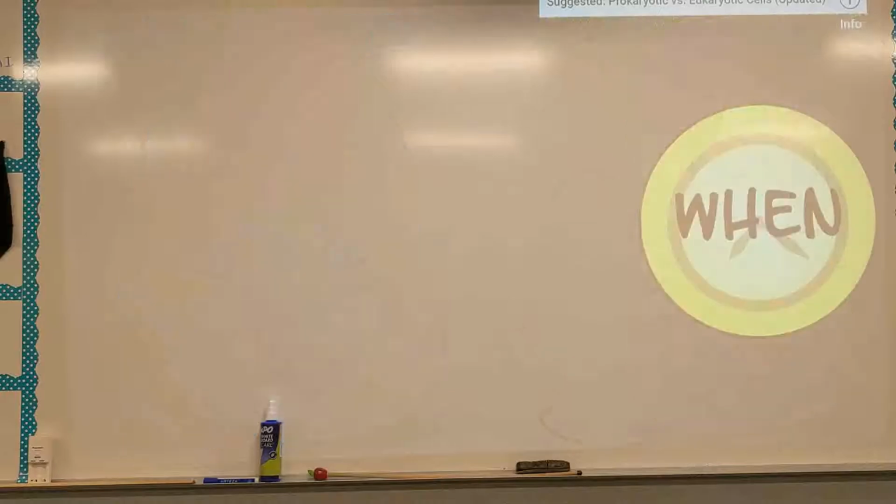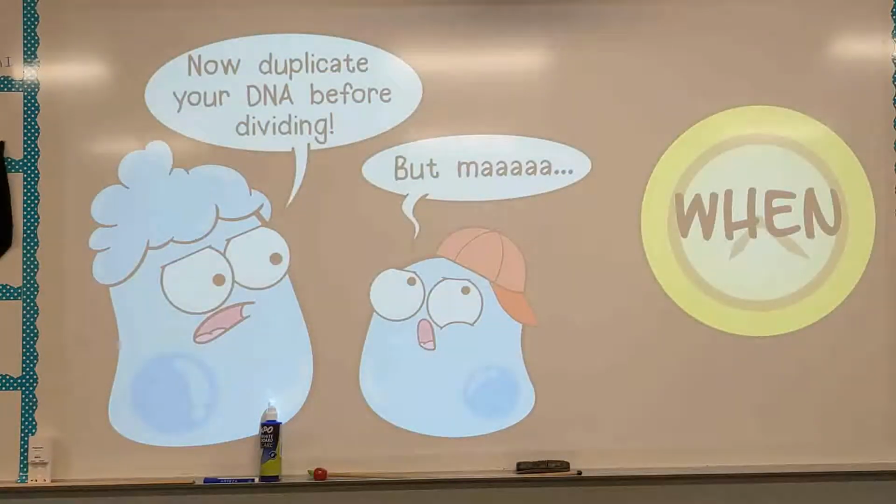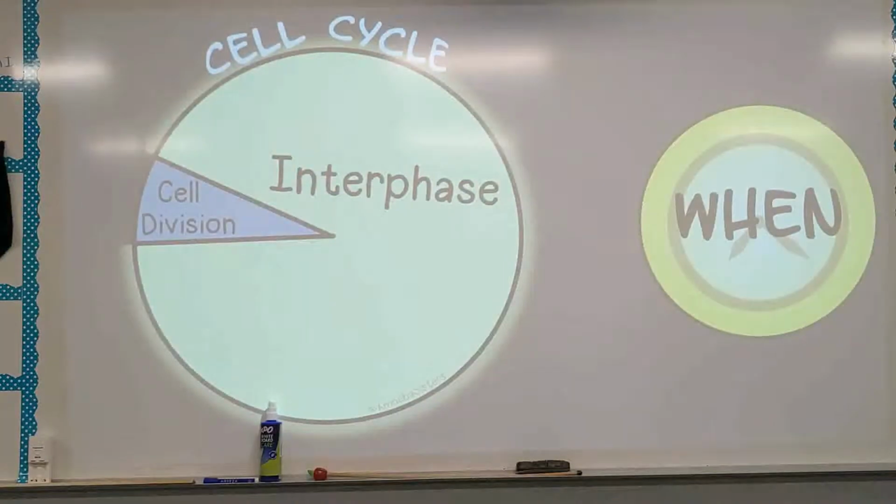Next, when. When does this happen? Well, a cell is going to need to do this before it divides so that the new daughter cell can also get a copy of DNA. To get specific, in a eukaryotic cell, that's going to be before mitosis or meiosis in a time known as interphase.